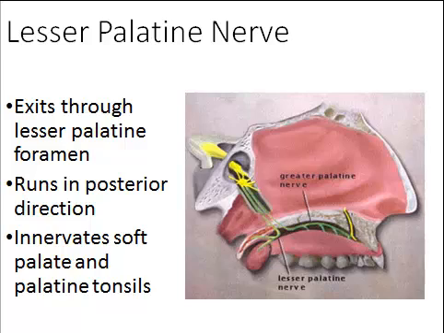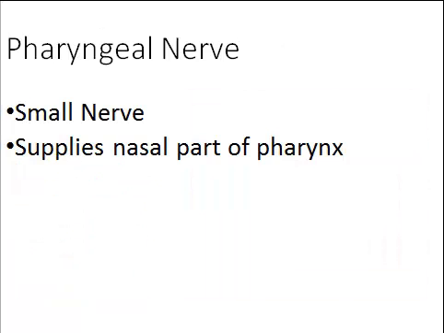Can you get this numb? You could. If you're way far back, you would have to be very, very posterior. And if you're behind the greater palatine foramen and you get the lesser palatine nerve exiting out of the lesser palatine foramen, then half of the person's throat will feel numb. It's uncomfortable for the patient. It's not very likely to happen either, but that is a possibility, but unlikely. And then we have the pharyngeal nerve, and this is just a small nerve that supplies the nasal part of the pharynx.